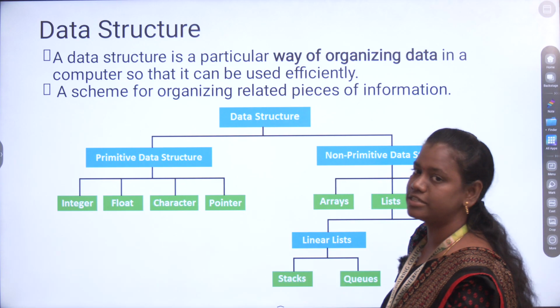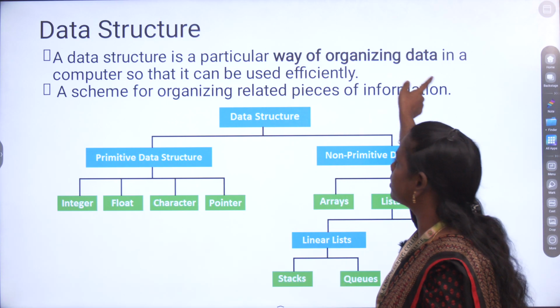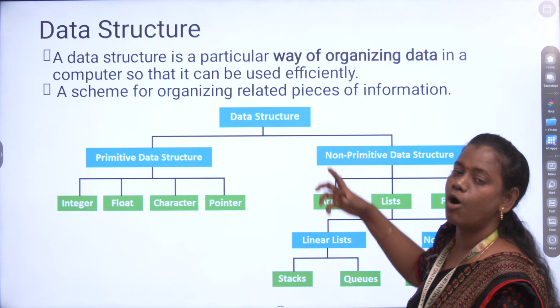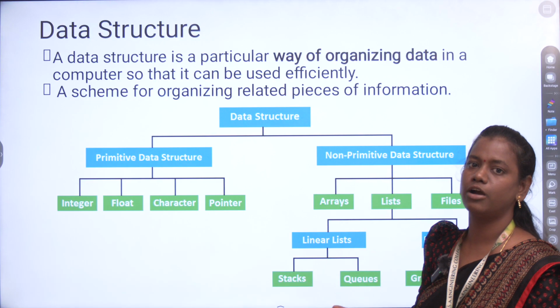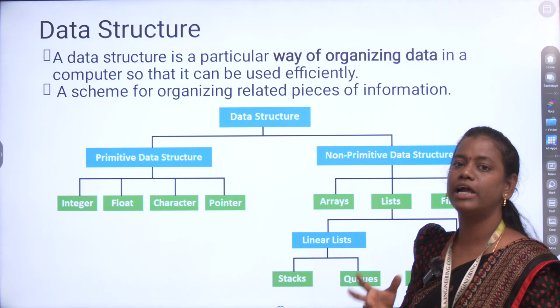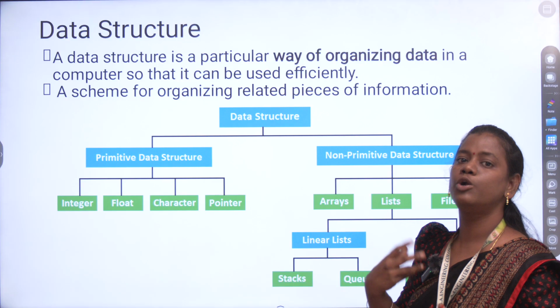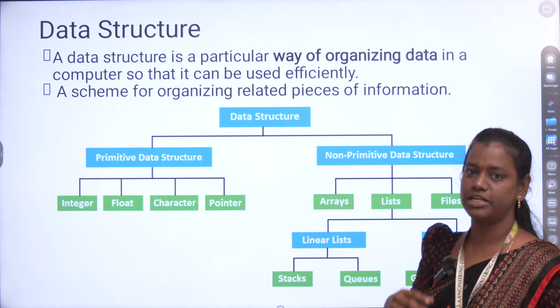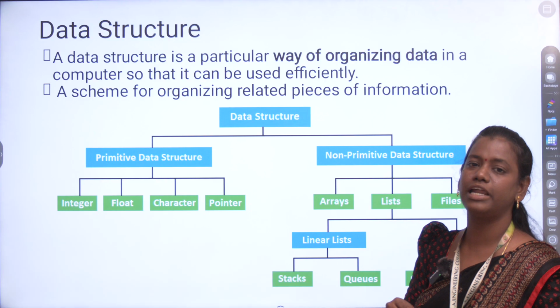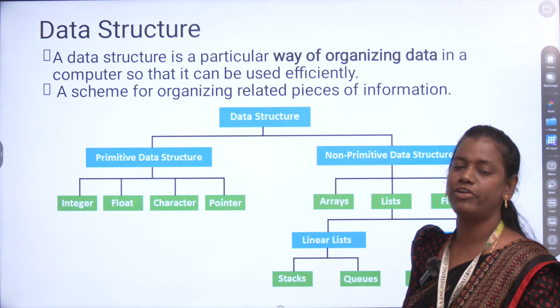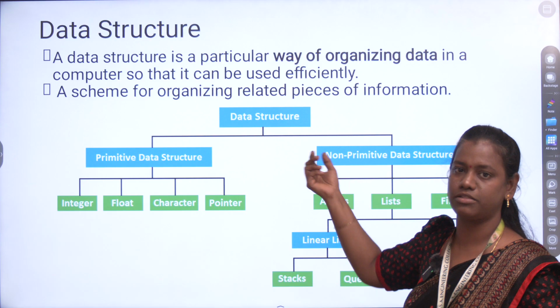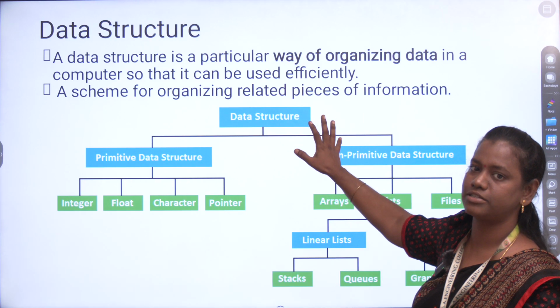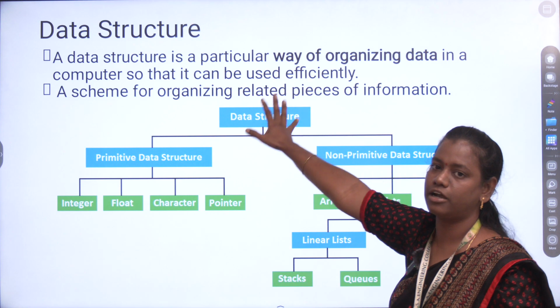A data structure is nothing but a way of organizing data in a computer. So how are we going to store data in a computer? Why are we storing and arranging data in a computer? To organize. If you want to search any data, we can easily search the data from the computer. If you want to insert any data into the computer, with the help of data structures we are able to insert easily. So this is the main use of data structure, organizing data in a computer.